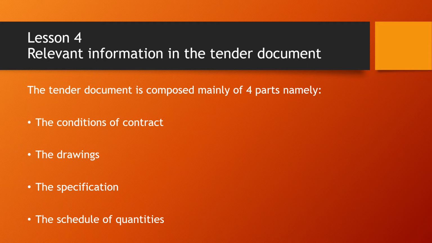The specification is usually the blue pages. It's also towards the end of the document. And then the schedule of quantities, or the BOQ, is usually the yellow pages. That is where you're going to do your calculations.